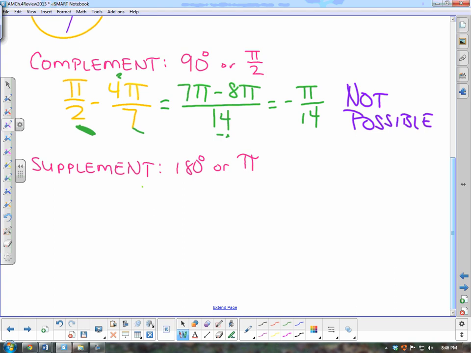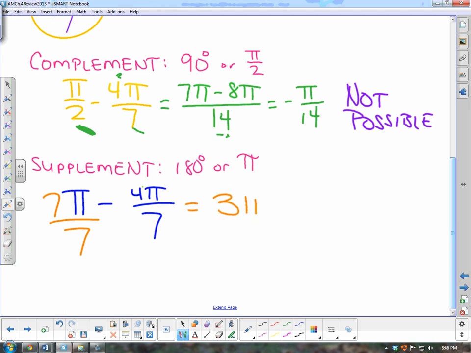All right, then moving on to the supplement. Same thing. Take pi minus 4 pi over 7. And again, you need a common denominator, which in this case can be 7 pi over 7. And 7 pi minus 4 pi is 3 pi over 7.